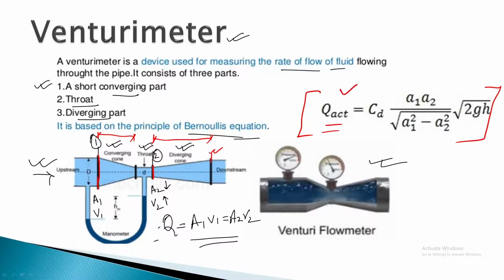Here you can see this is the Q actual value, but they considered the area at this one section, that is small A1, and here they considered this as A2. We just consider capital A1 and capital A2, that is the difference, others are the same.